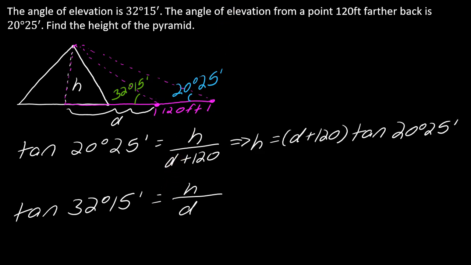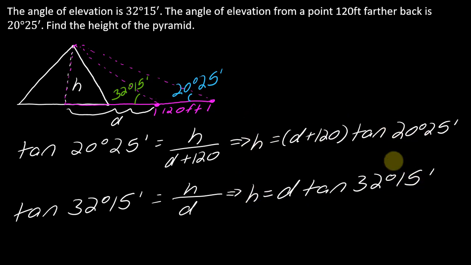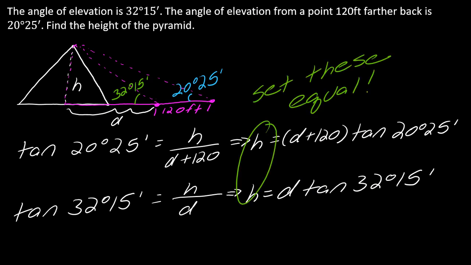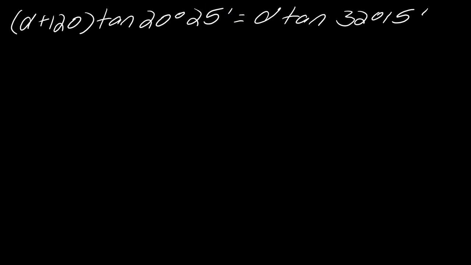Okay, so the first one, if I solve for H, I just multiplied this D plus 120 to the other side. And then for the second one, if I solve for H, H now is going to equal D tangent 32 degrees and 15 minutes. Okay, so we're getting that direction, right? And now that I have these two H's, I can set these two equations equal to one another, right? So we're kind of using the substitution method. So now I've set the two equations equal to one another.